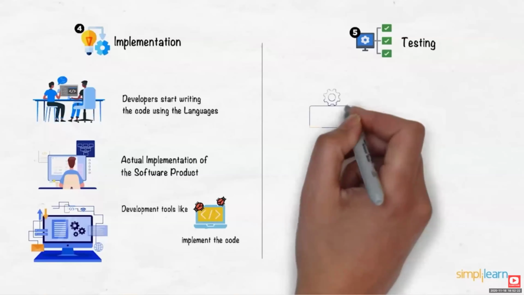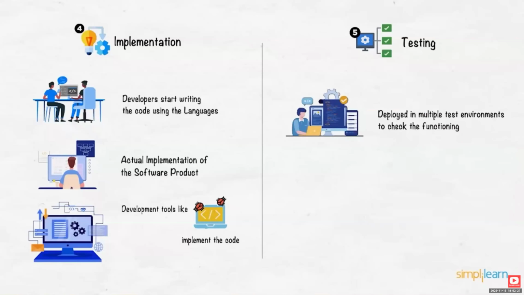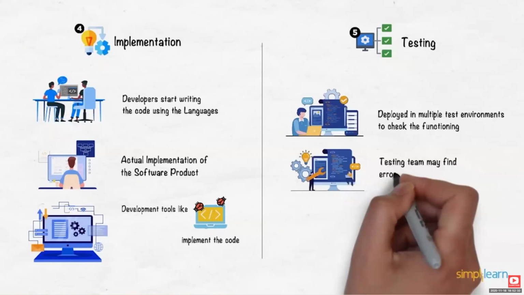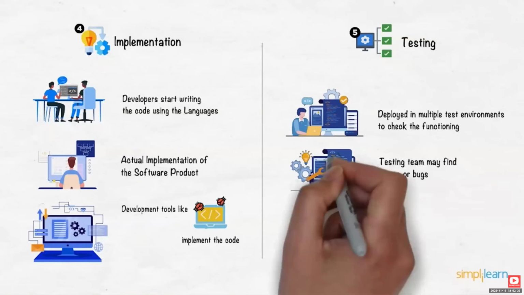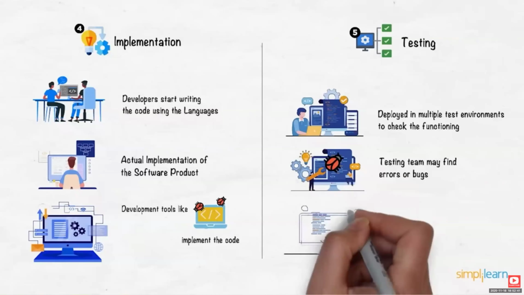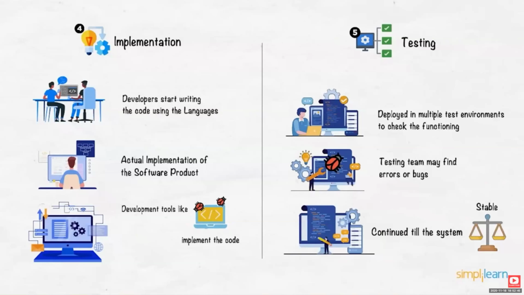The developed software is now deployed in multiple test environments to check the functioning of all the attributes in the software architecture. After the test cases are completed, the quality assurance and the testing team may find errors or bugs in the software, which will be forwarded to the developer team for debugging. This testing and debugging process continues until the software is stable and works per the required specifications.